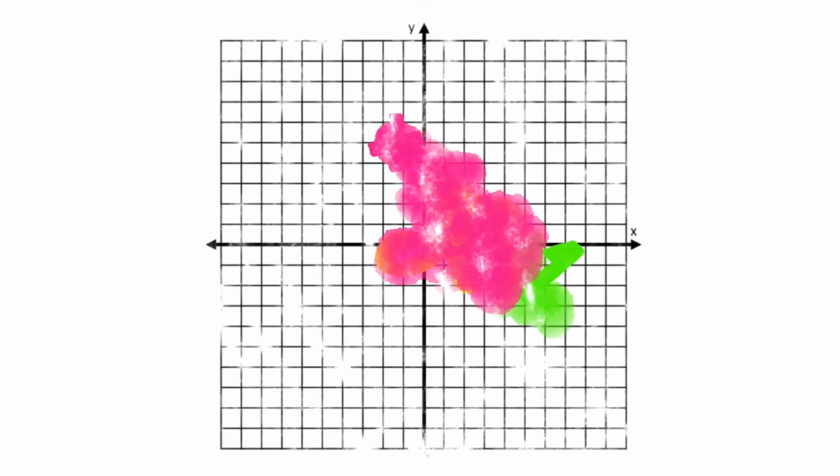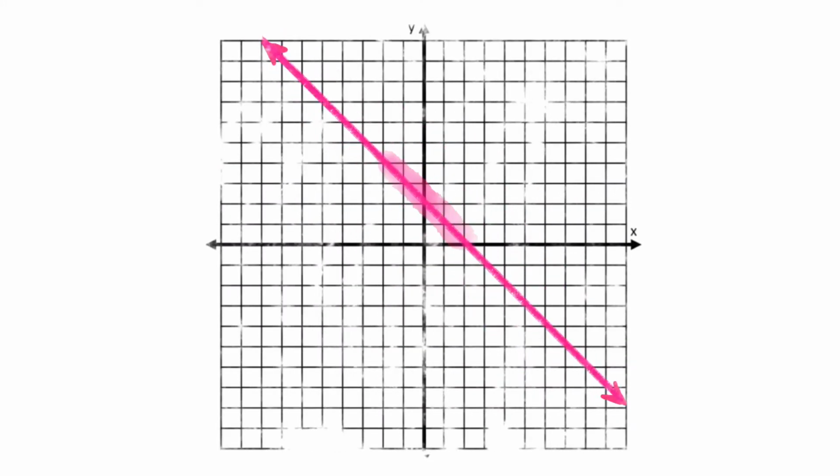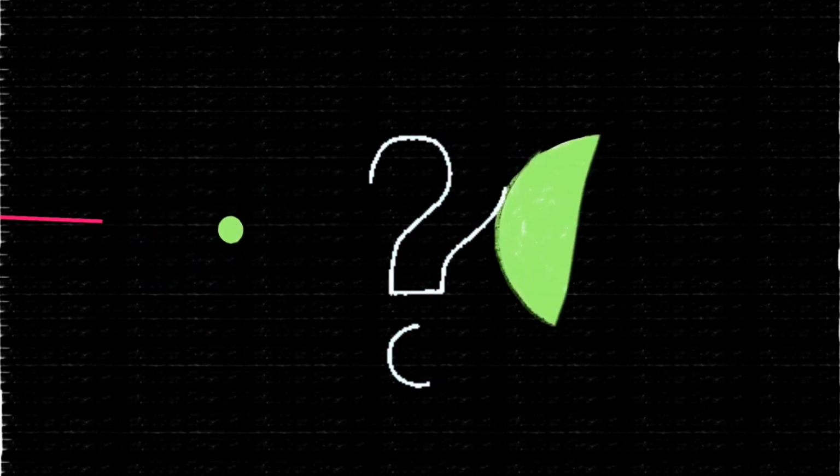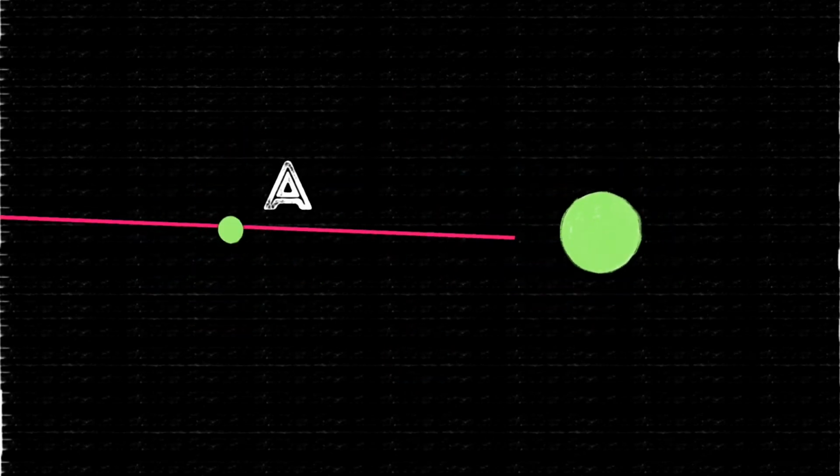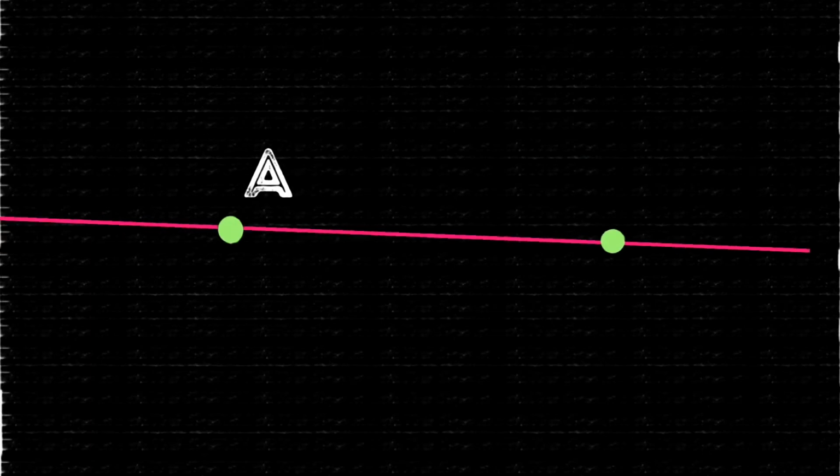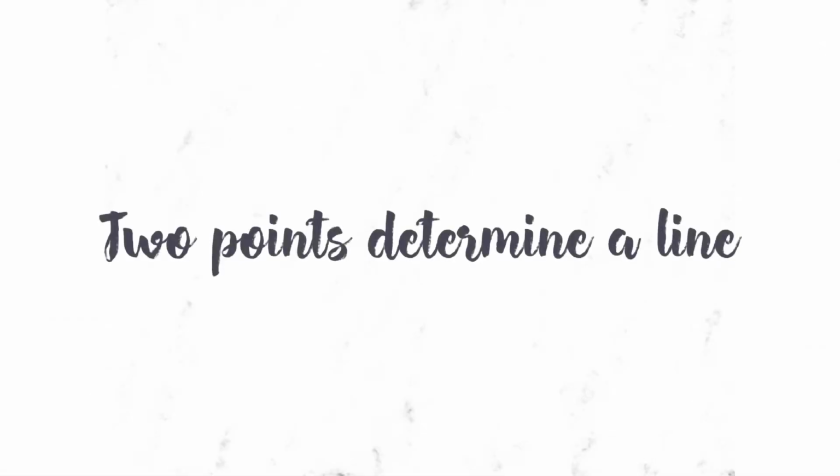The graph of a linear equation in two variables is a line. A line is a set of infinite points. Try to recall what you learned from 7th grade geometry. At least how many points do you need to draw a line? If you answered 2 points, you're right. 2 points determine a line.